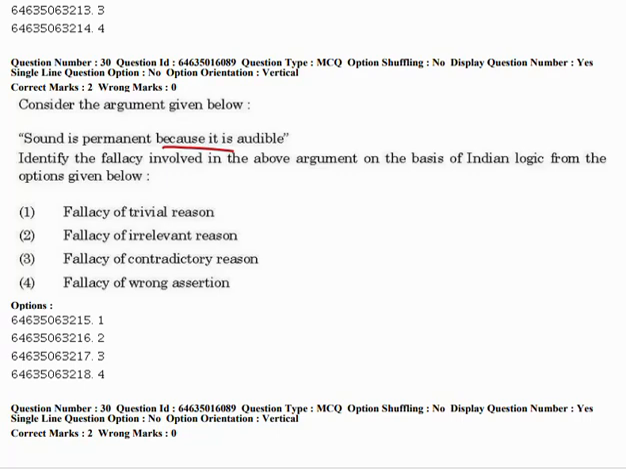Sound is permanent because it is audible. Identify the fallacy involved in the above argument on the basis of Indian logic from the options given below. It is fallacy of trivial reason.